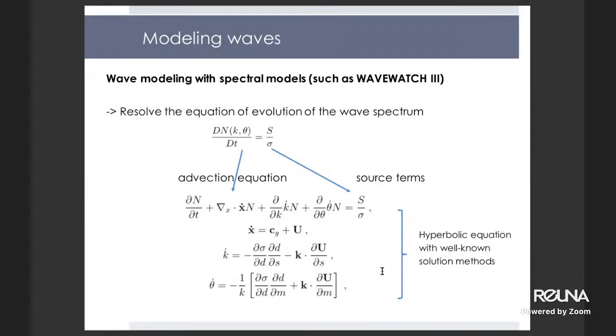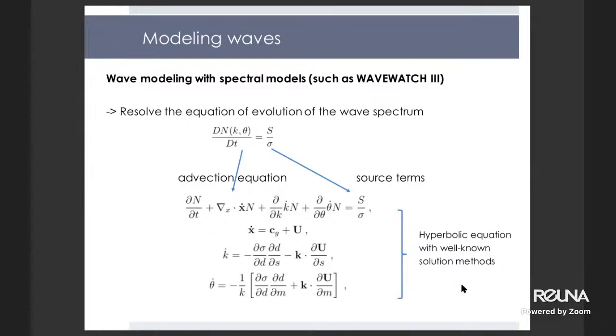Some details about this equation, which is given first in the Eulerian view. It's actually solved in more of a Lagrangian point of view. It's an advection equation on one side and source terms on the other side. And this equation is actually a hyperbolic equation, which has a well-known solution method, so it can be solved with a numerical model.